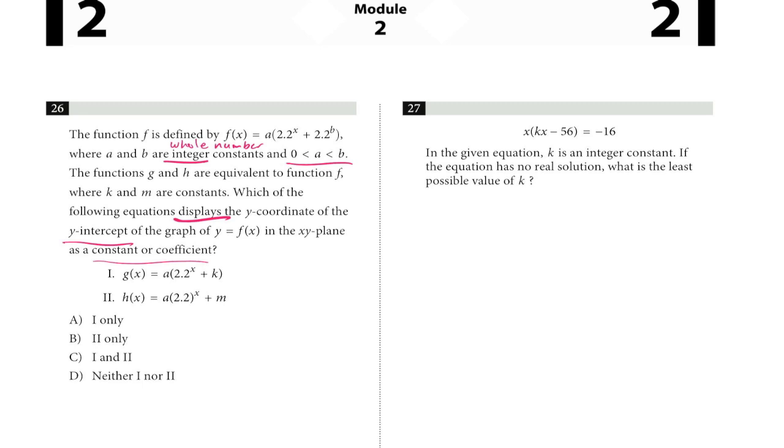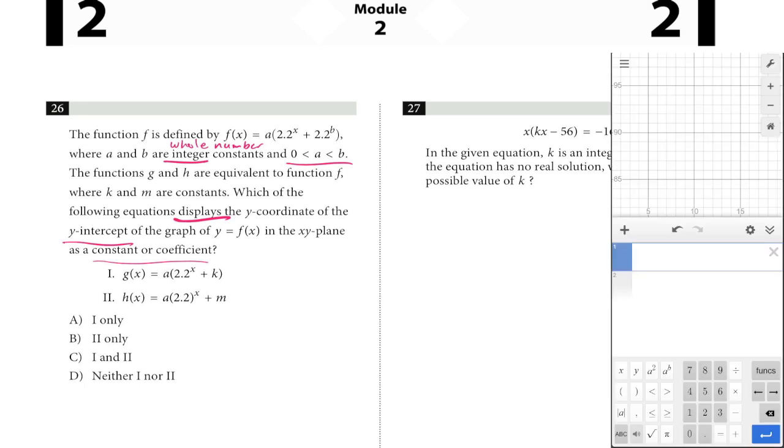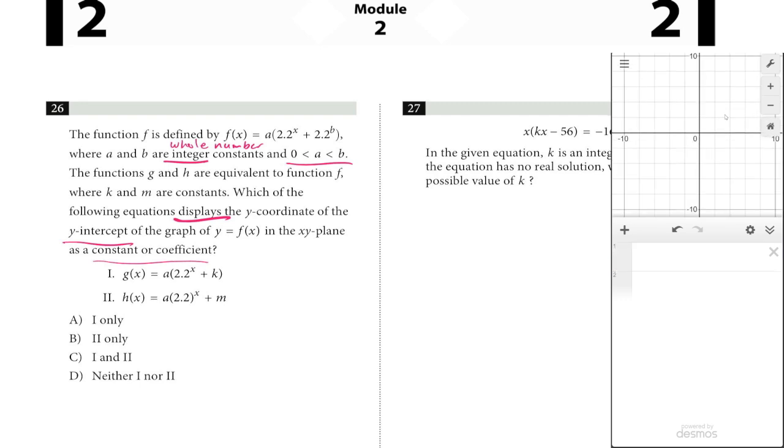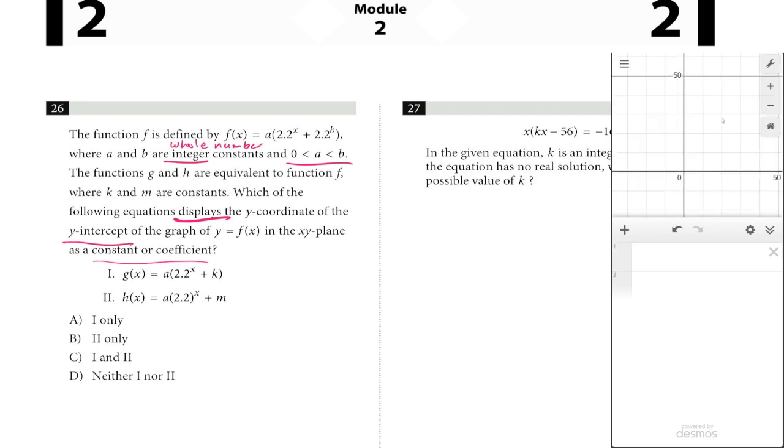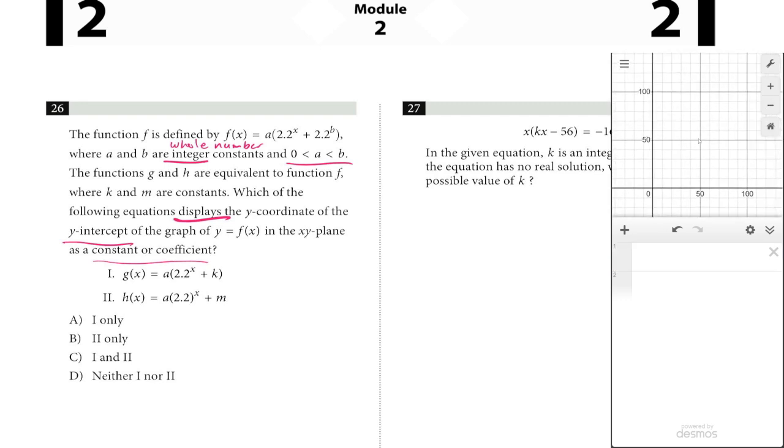For this question, I actually do believe this is a very challenging question. In my opinion, on this module, this is probably the hardest question. I like Desmos for this question. Again, there are multiple ways to do it. I think Desmos allows us to just guess and check. It maybe is not the most efficient thing to do, but Desmos can be very good when we're guessing and checking.